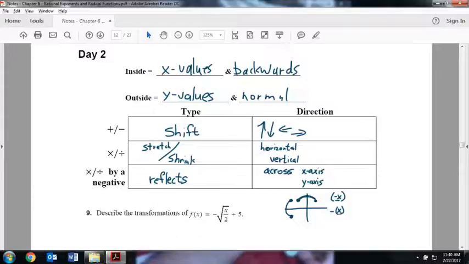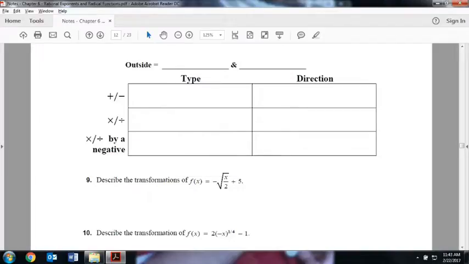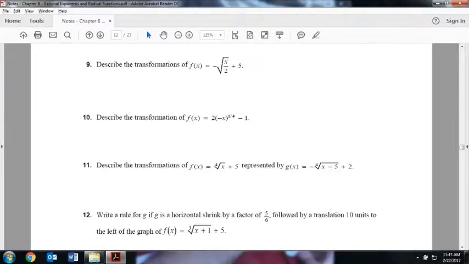Okay, so pause if you're still writing down, but we're going to try a few of these. Alright, number 9 and 10 real fast. If you want to pause and try them on your own, I would suggest that. That's a great idea. But if not, we're going to move forward. Number 9 has 3 things going on. You've got a negative out front, you've got a 2 that you're dividing by, and you're adding 5. So let's just do them one at a time.